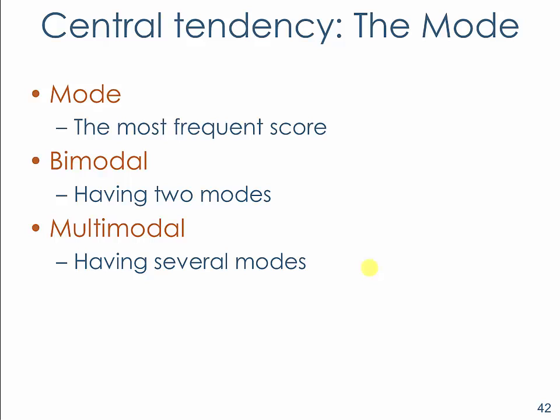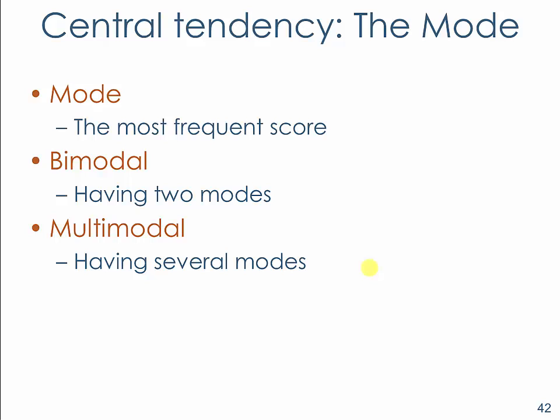But for now we'll talk about the mode, and the mode is the most frequently occurring score. If you remember, we talked about the nominal data. So if we had flavors of ice cream, we really can't average the flavors of ice cream. Of course we can mix the flavors together, but that's not what we're talking about here.